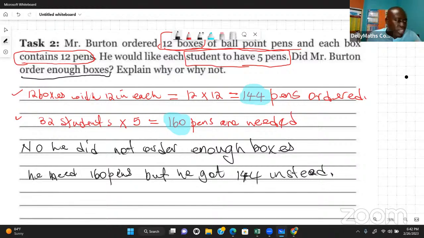And there are other ways you could explain it. It's up to you to use your own words to articulate how you want to come up with it. But the bottom line is you want to let them know that he was short by 16, right? He ordered less than what he needed to facilitate those students in the class.